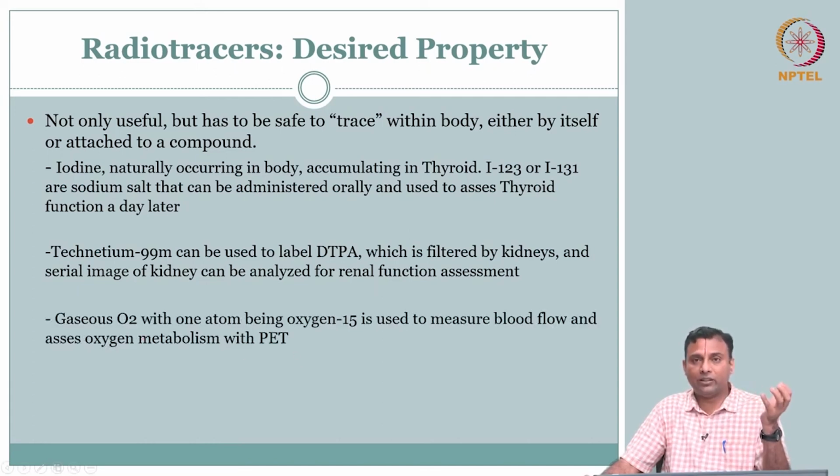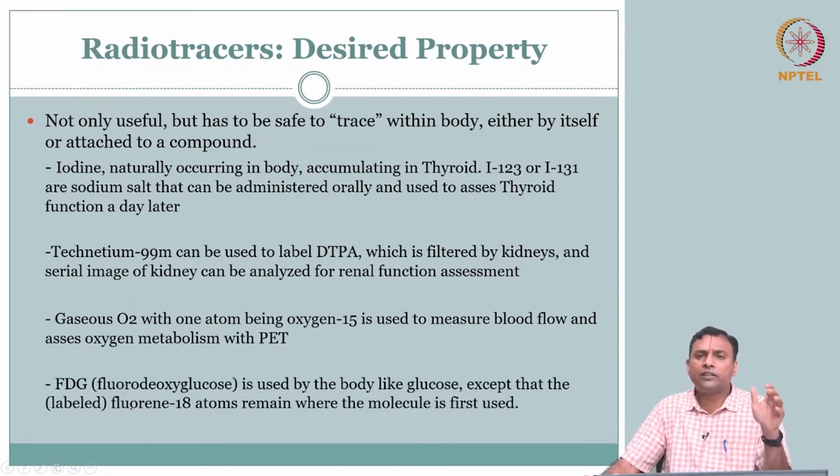You can use gaseous oxygen, only thing is you cannot use just any oxygen, it has to be oxygen 15. So when you do this, what can you do? It will go wherever blood goes, right. So you could measure the blood flow using this tracer, and of course you can also assess the oxygen metabolism. So the idea is the radio tracers not only should be useful, but all of these are safe, okay.